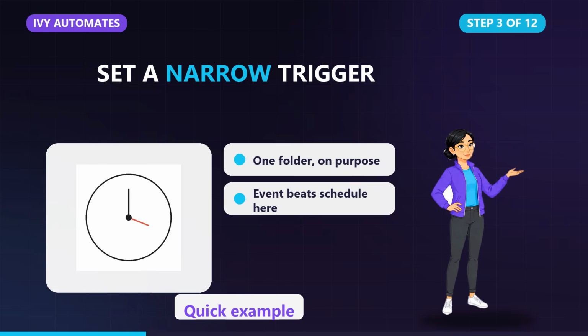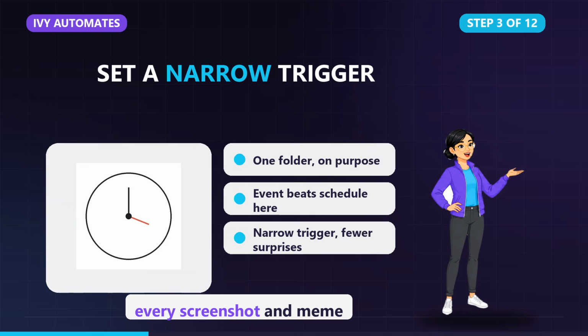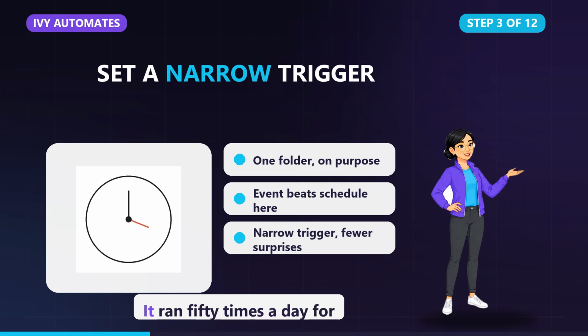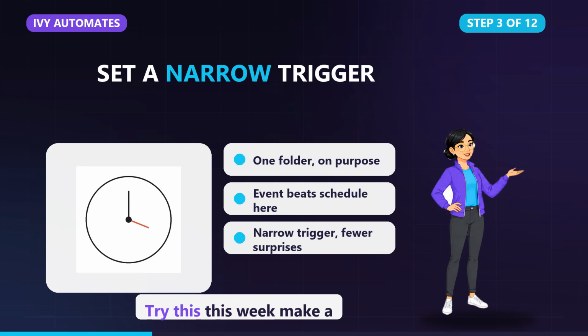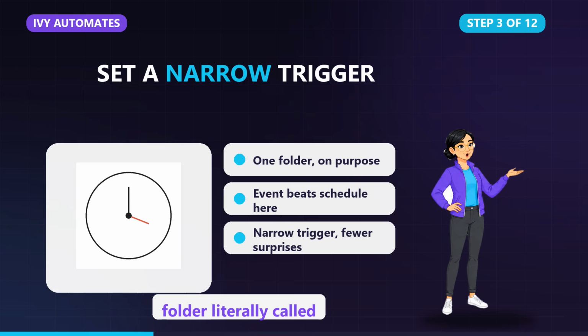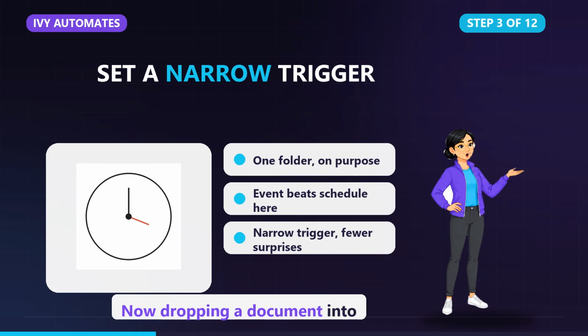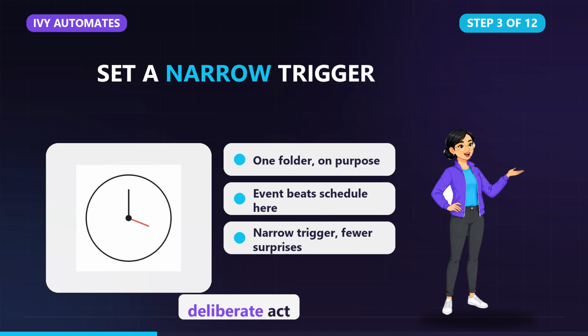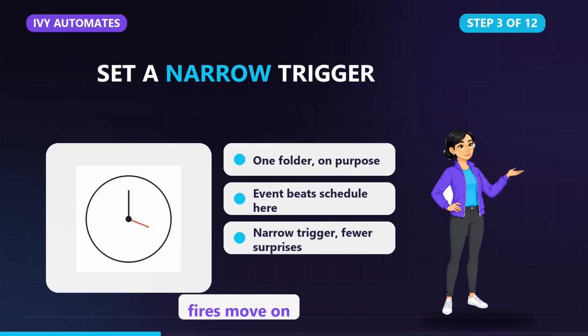Quick example: a friend wired his flow to his whole downloads folder, and every screenshot and meme kicked off the AI. It ran 50 times a day for nothing. One folder fixed it. Try this week: make a folder literally called "to brief," and point the trigger at only that. Now, dropping a document into that folder becomes a deliberate act. You're telling the robot, "read this one." Set the trigger, confirm it fires, move on.